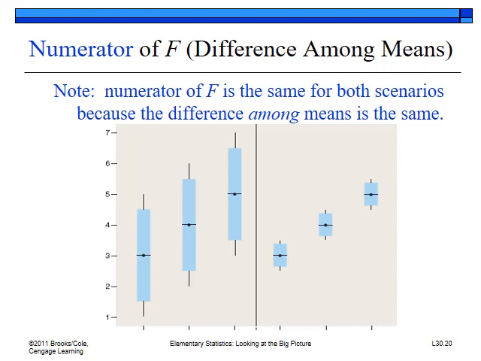Now, in both of these two scenarios we've been looking at, which we've decided are pretty different, the numerator of F is the same. Remember, the numerator does not take spreads into account, only the means. Since the means on the left and the means on the right are the same, we don't expect to get a different number.